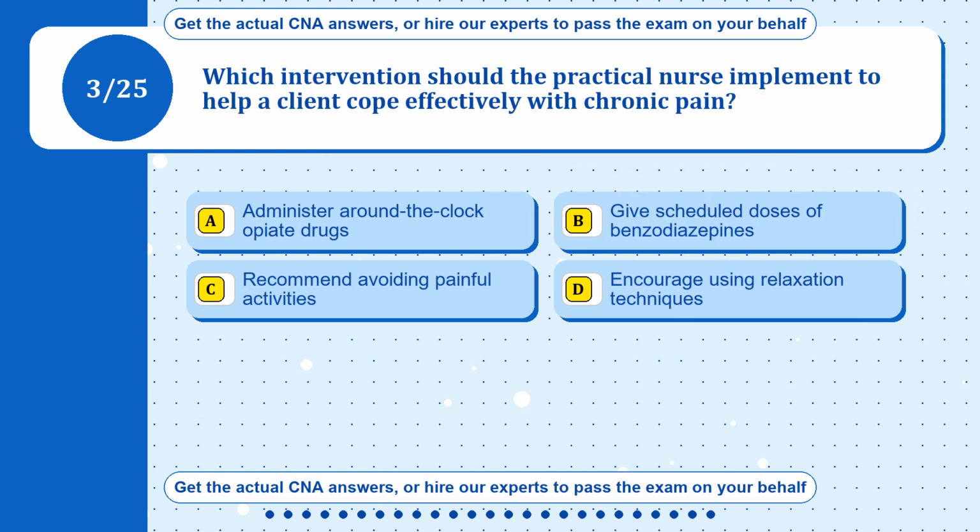Question 3. Which intervention should the practical nurse implement to help a client cope effectively with chronic pain? Option A. Administer around-the-clock opiate drugs. Option B. Give scheduled doses of benzodiazepines. Option C. Recommend avoiding painful activities. Option D. Encourage using relaxation techniques.